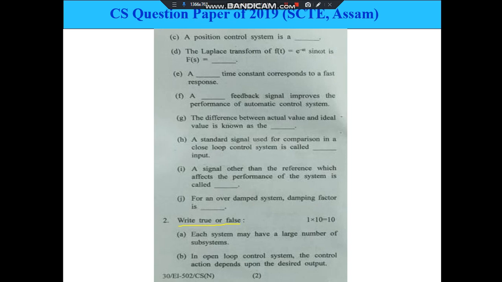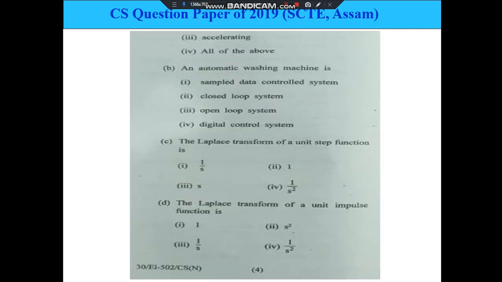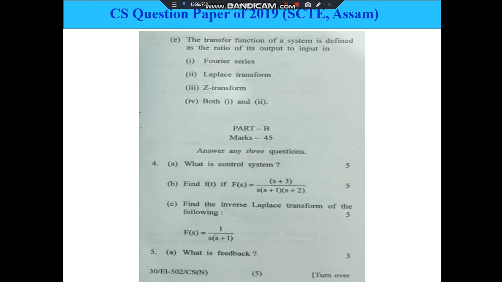Next, question number 2 is true or false, 10 questions, 10 marks. These questions will be discussed one by one in our later slides. Question number 3, choose the correct answer. Here 5 questions are there. So this is the 25 marks in Section A, and in Section B there are 45 marks. Answer any 3 questions. Each question has 15 marks.